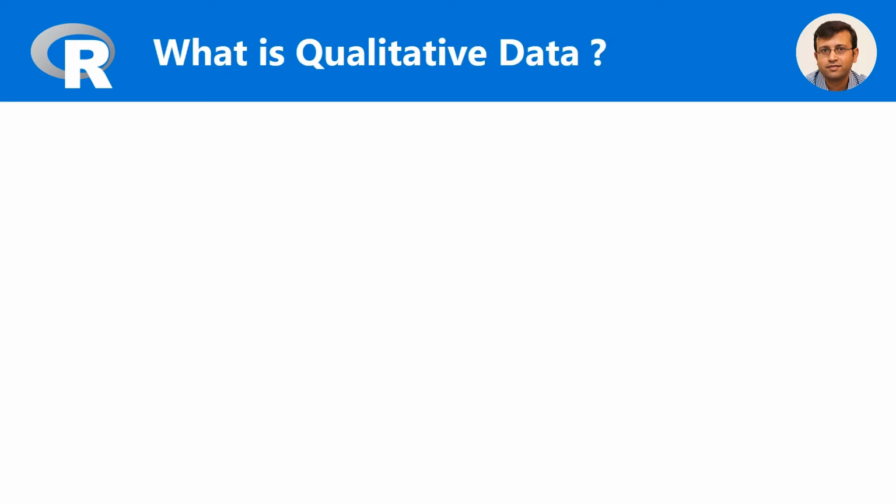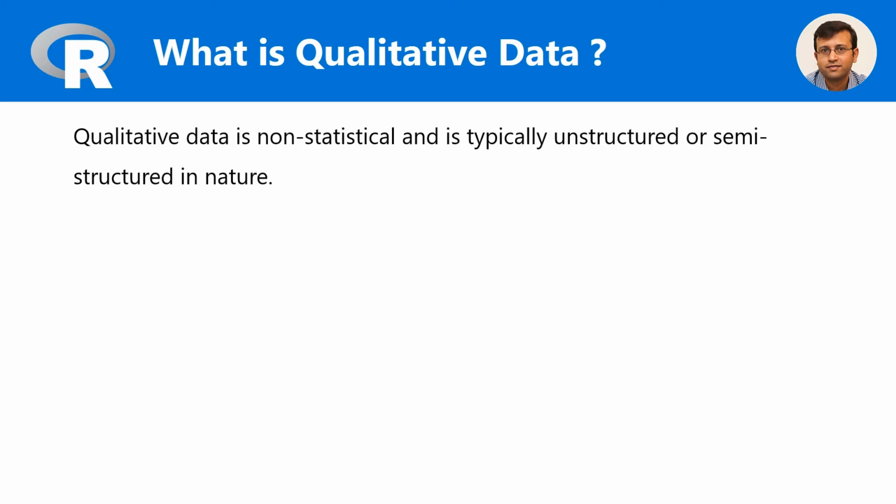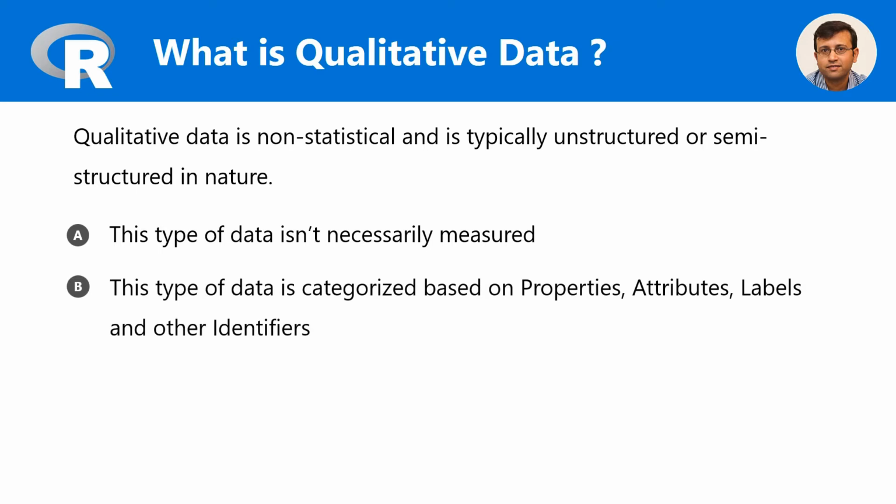In this video, we will consider the qualitative data and learn how to work with them in R. Qualitative data is non-statistical and is typically unstructured or semi-structured in nature. This data isn't necessarily measured. Instead, it is categorized based on properties, attributes, labels, and other identifiers.